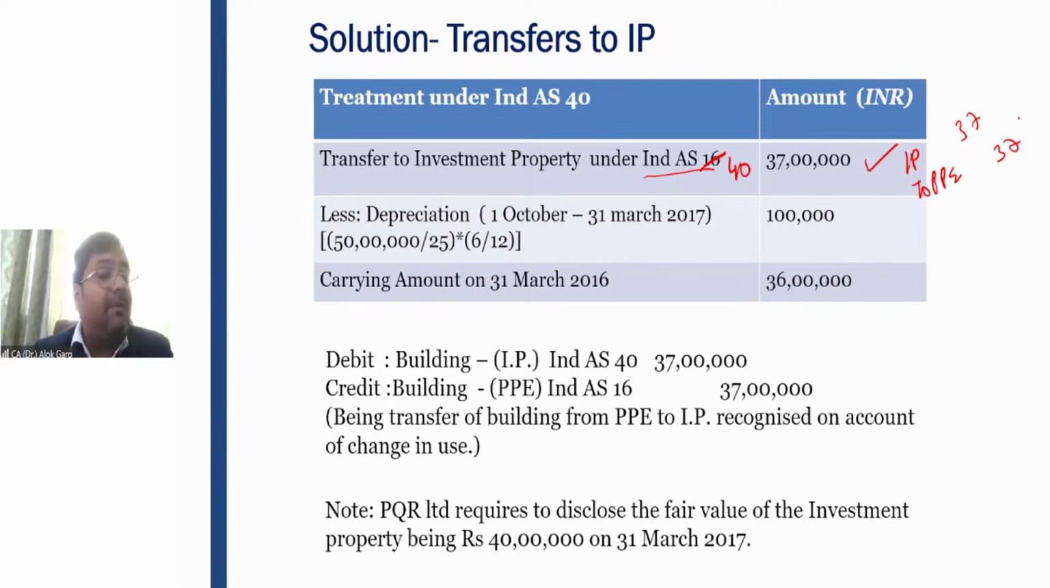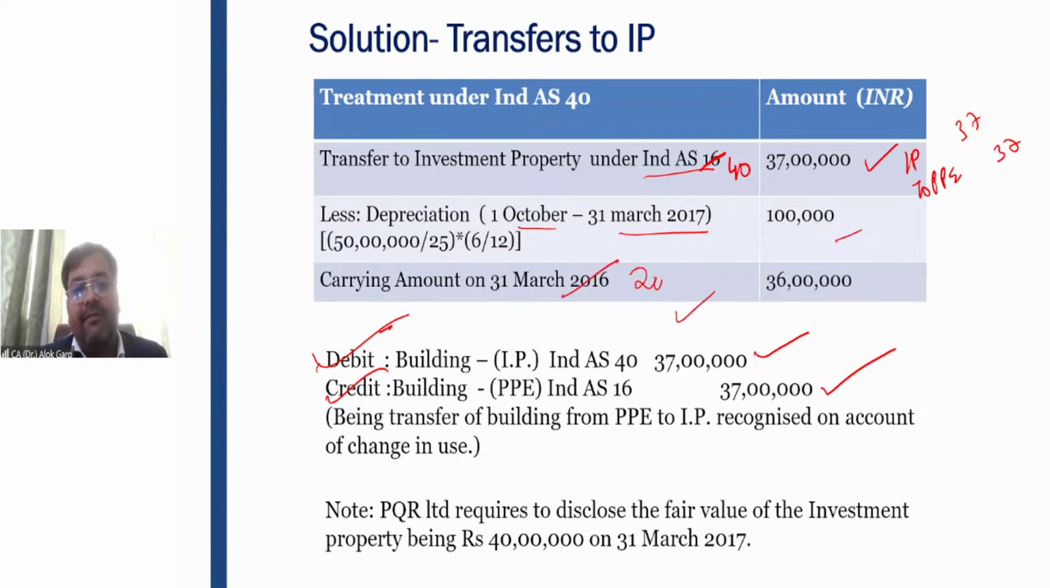And once it becomes your IP, the depreciation continues to happen. The depreciation is not applicable on land, but the depreciation is applicable on building, right? So even the accounting entry is given. Debit building IP Ind AS 40, 37 lakh. Credit building PP Ind AS 16, 37 lakh. So from 1st October to 31st March 17, you have to charge depreciation, which is again 1 lakh rupees. The carrying value on 31st March 2017 will be 36 lakh rupees.